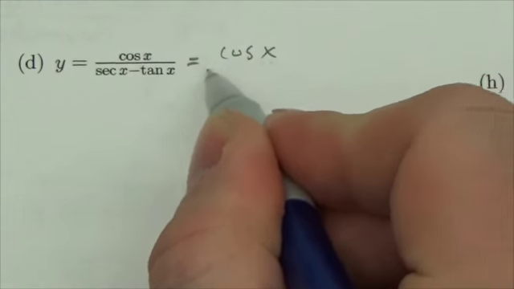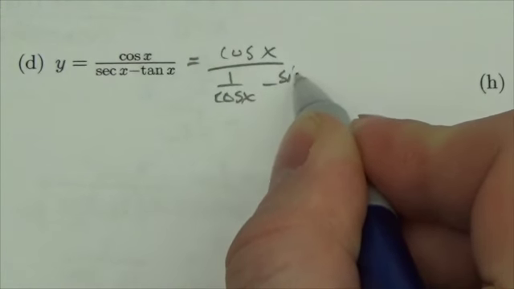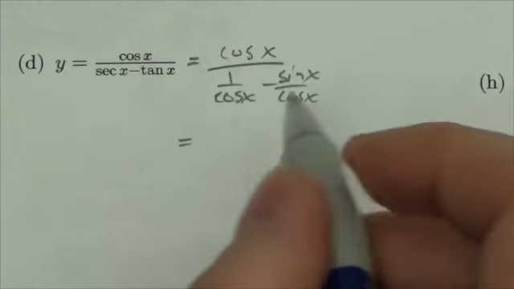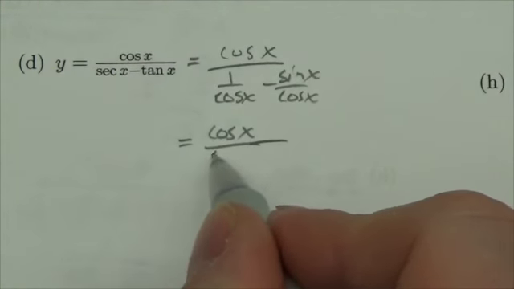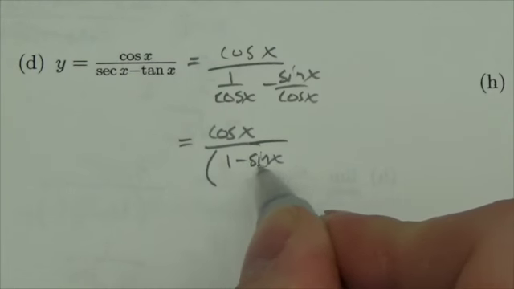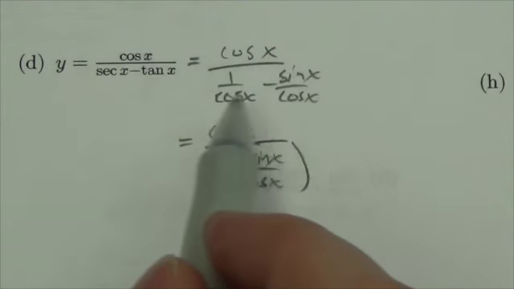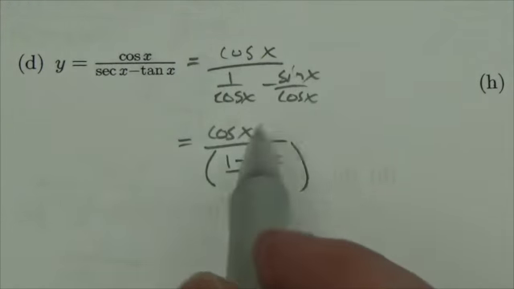This is the cosine of x over 1 over the cosine of x minus sine of x over the cosine of x. I've got a common denominator down there, so this becomes cosine of x over 1 minus the sine of x over the cosine of x. Okay, so I just wrote them in terms of their primary trig functions. Notice that the denominators were the same, so I put those together.